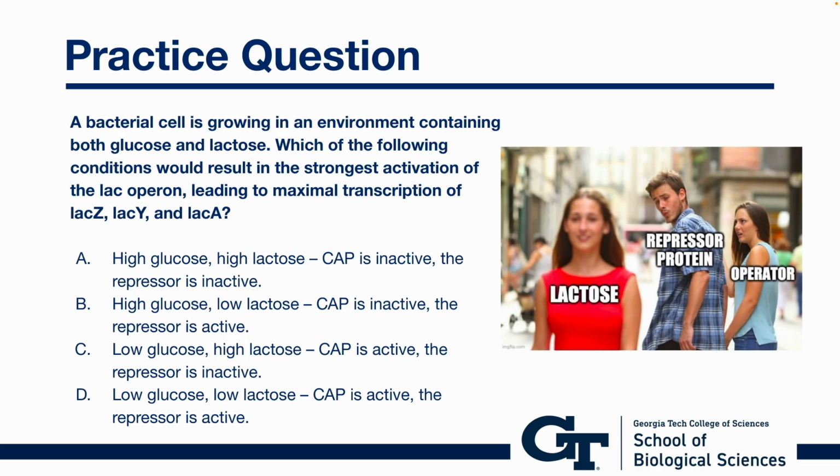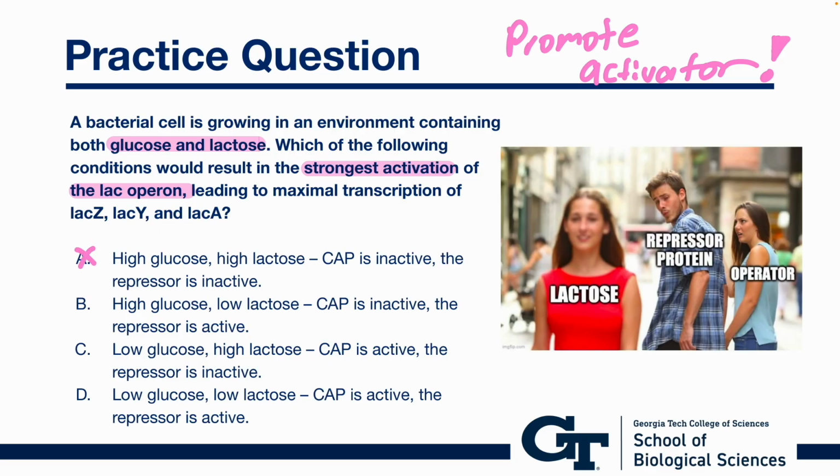So now we're given a practice question about this where we're told we have both glucose and lactose, and we're asked what's going to result in the strongest activation of the lac operon. Okay, so really, what are we saying here? Well, we're looking for what is going to promote the activation of the activator, right? Think back to the structure of an operon. So we need to promote the activator. And what's going to do that? Well, in the lac operon, the activator is called CAP. So we need CAP to be active.